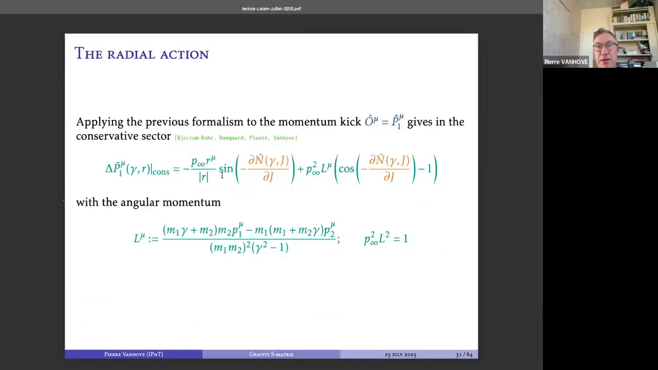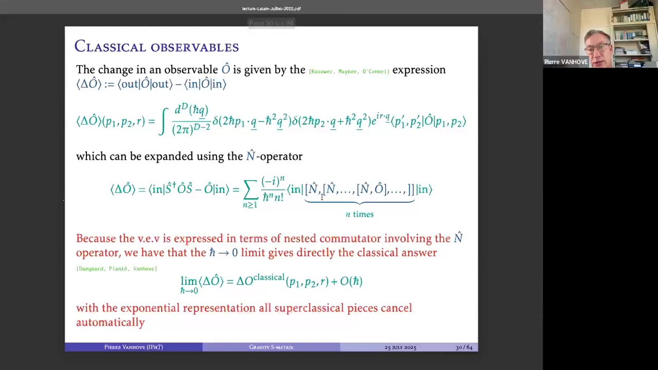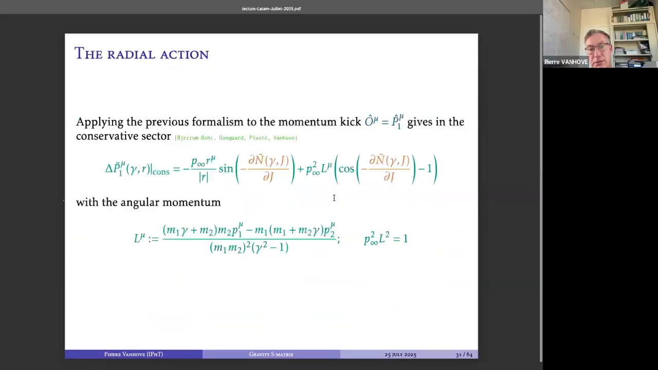Okay, so now, what can you do with that? Suppose you want to look at the momentum kick. That means you want to see how the momentum of one of the black holes changes through the gravitational interaction with the other black hole. It's a computation you can do. It's simple enough that you can resum to all orders, and you get an expression like that.